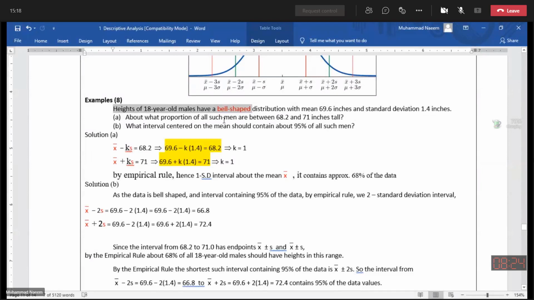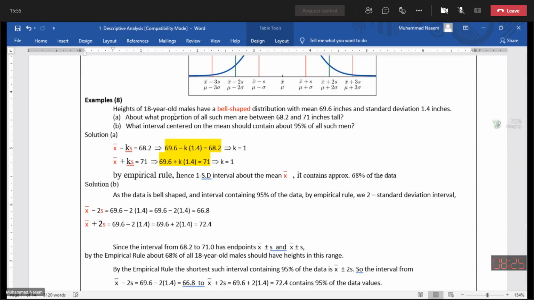About what proportion of the data is between 68.2 and 71? So a range is given. Remember, this range is about the mean value. The mean value is in the center of this range. And we need the corresponding percentage.